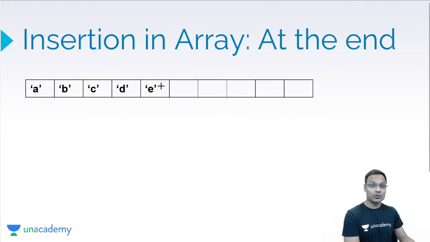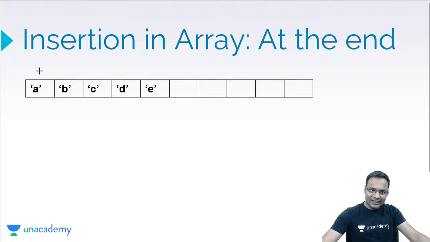Let's start with the first one, if you are inserting an element in the end of the array. So first of all, I have brought some array for you. So this is the array. Let's say starting index is 0 for convenience. This is index 0, index 1, index 2, 3 and 4.